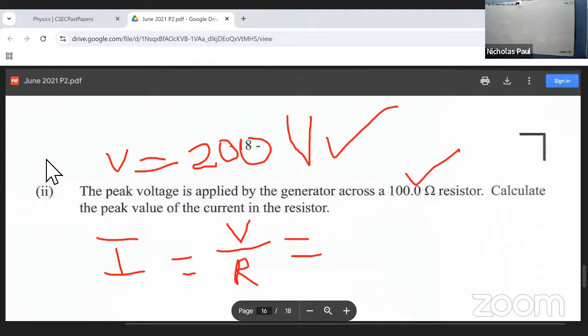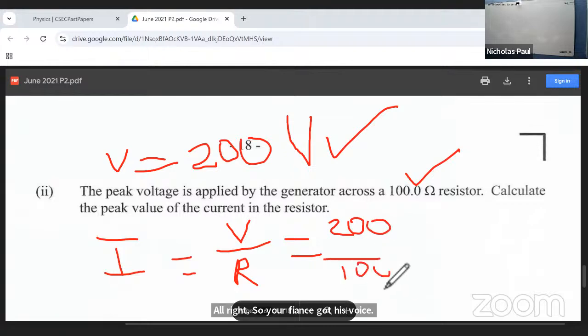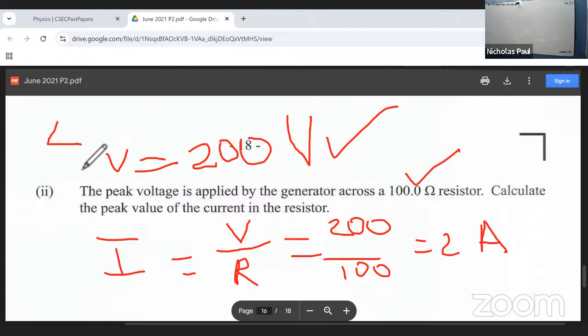All right. So the answer you got is what? 200 divided by 100, which is 2 what? What's the SI unit? Amperes. 2 amperes. Nice. Copy it down. Let's go again.